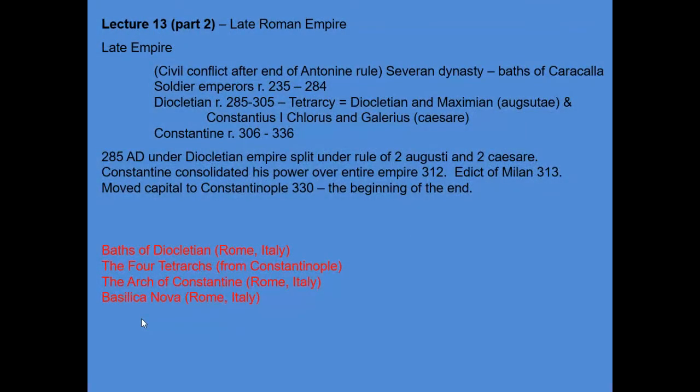The Baths of Diocletian, the four Tetrarchs, the Arch of Constantine, and the Basilica Nova fill in the remainder of our focus here at the end of the Roman Empire. So unfortunately, we have a period of severe civil war. There is an end to that civil strife brought about under the reign of several soldier emperors, but they're each one trying to maintain control, and there is an enormous amount of strife even among the soldier emperors.